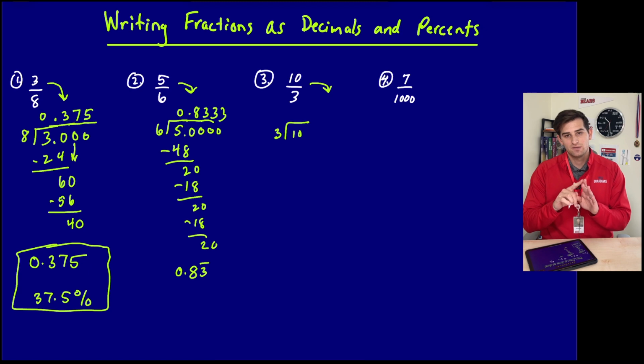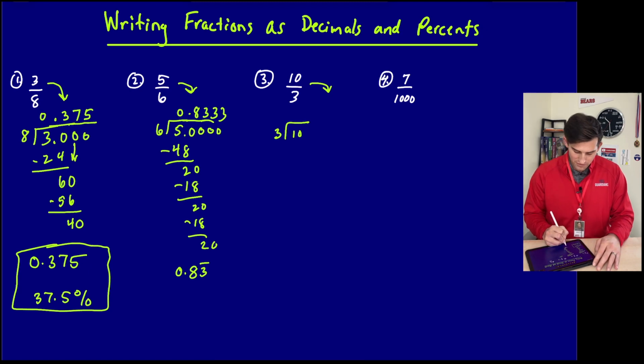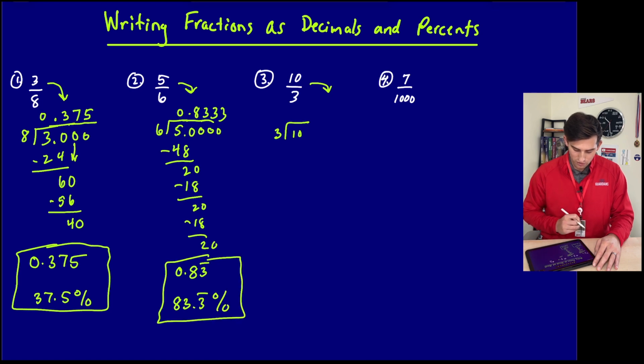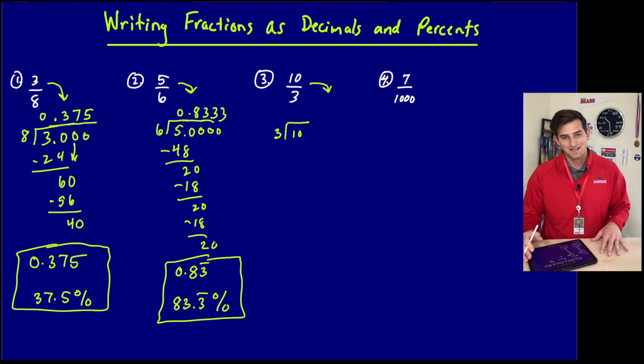And now let's move our decimal twice to the right. So this is going to be 83.3 repeating percent. And that would be our decimal and our percentage for 5/6. Okay? All right. Number 3, notice now we have 10 over 3.